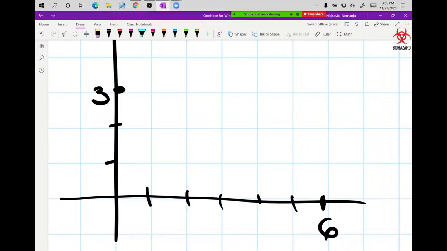Actually, now that I accidentally erased that line, maybe I can, since I'm zoomed in, do a better job, because it has to go through these points.